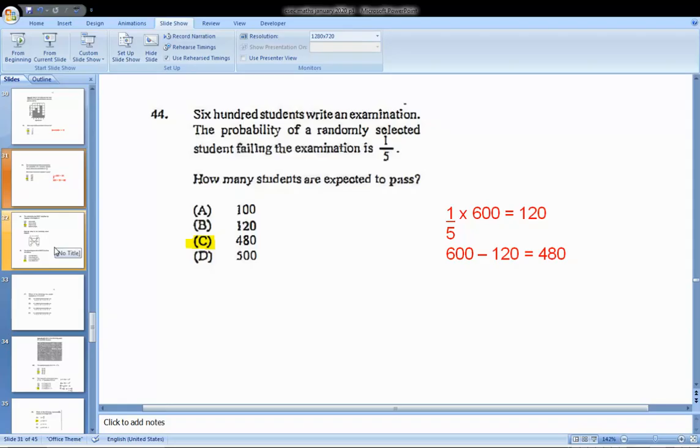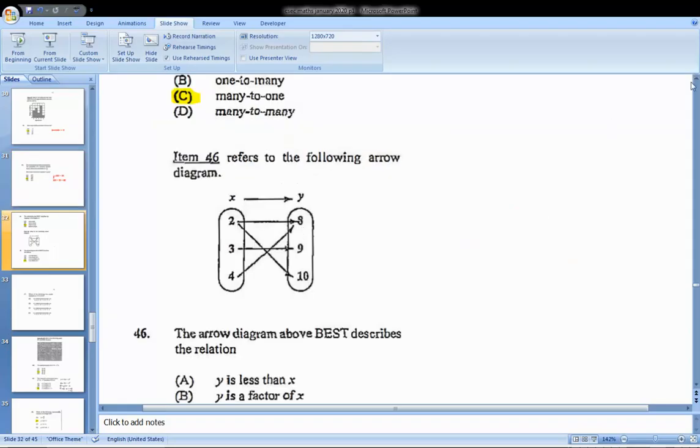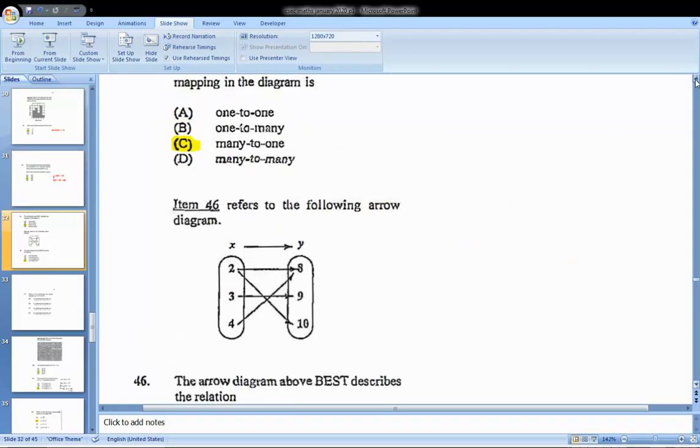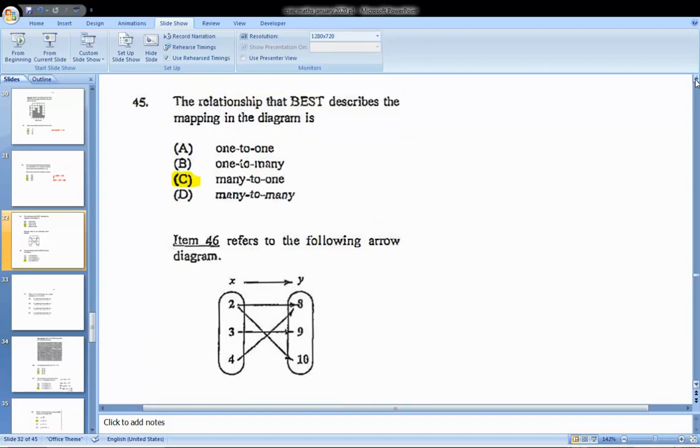Let's move on to number 45. It says the relation that best describes the mapping in the diagram is, so we know this is relations and functions. Now, we know that this would be many to one. Many to one. Looking at the diagram for 45.